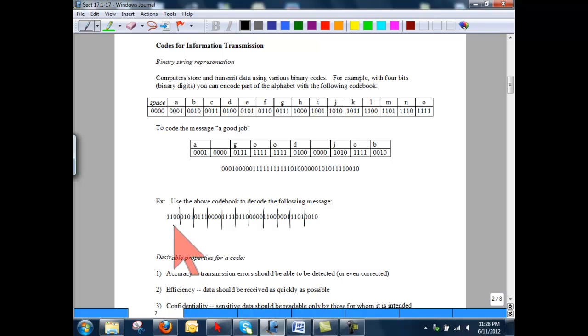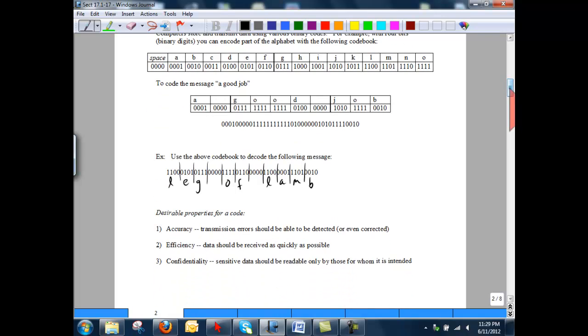And then just one by one look up the string of 4 bits in the alphabet in the code book. So 1100 happens to be an L, and then an E, G, space, O, F, space, L, A, M, B. So why you would want to type leg of lamb, I have no idea. But if you did and used this particular coding scheme, this is what the message would look like.